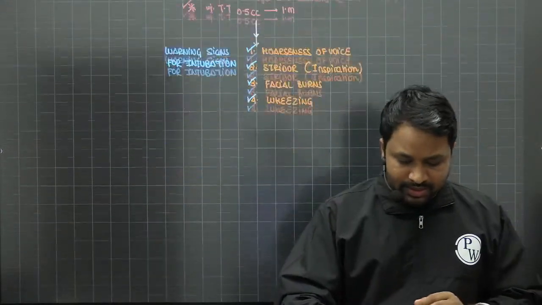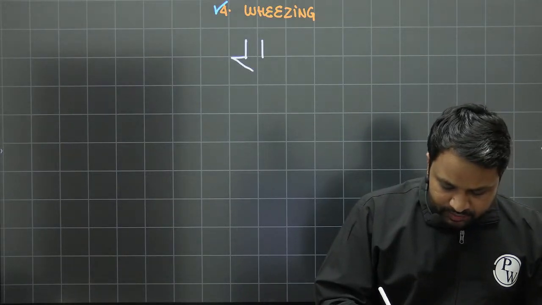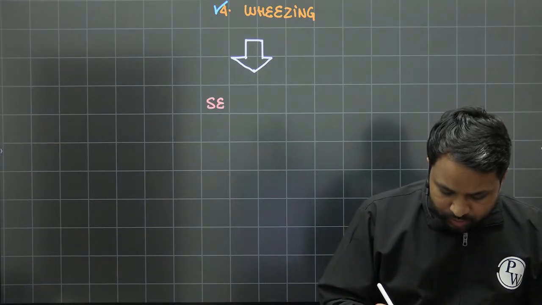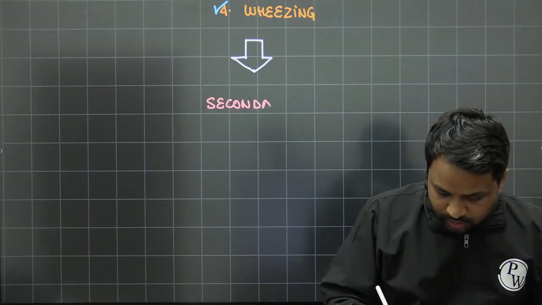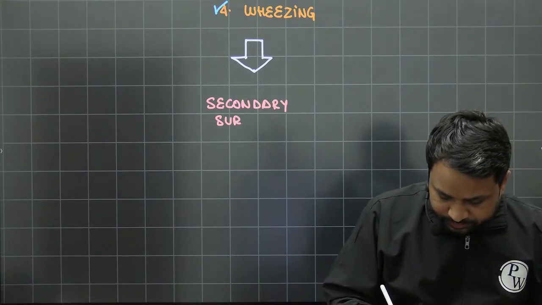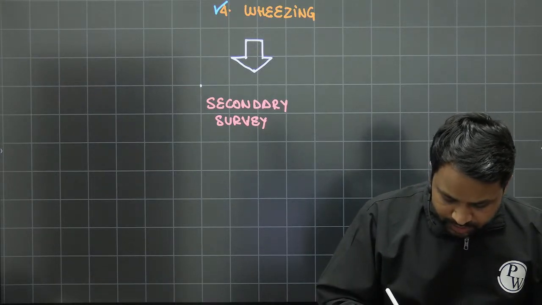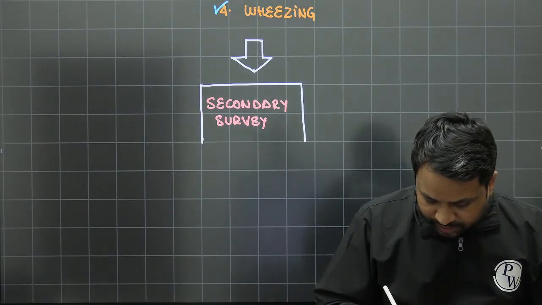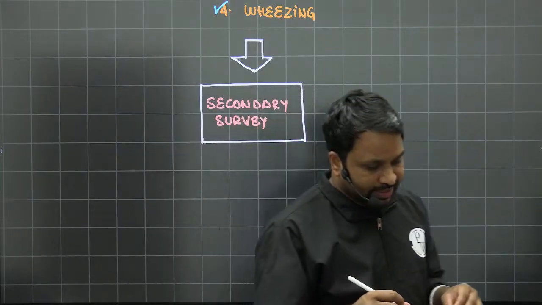Once you have gone past the phase of the primary survey, then begins our secondary survey to look for all potentially life-threatening injuries. So the next thing that I'm going to do is to perform a secondary survey. The basic goal of the secondary survey is to rule out any potentially life-threatening injuries, and that is what we'll do in the secondary survey, right?